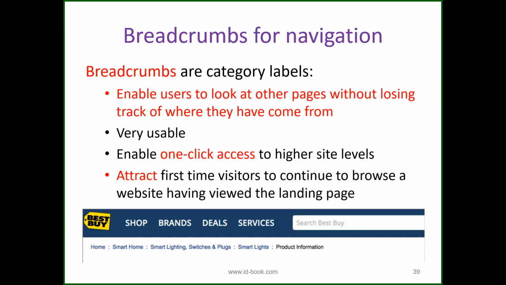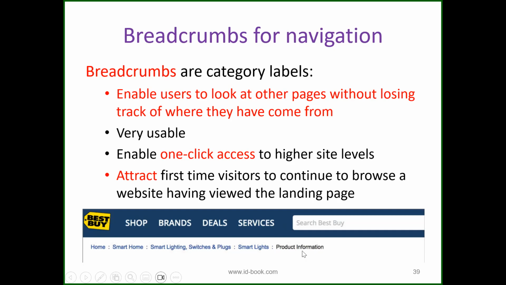Breadcrumbs are a type or a category of labels. For example, if you see here, product information is given inside a folder called smart lines, which is given inside switches and plugs. And then we have smart lining. So if you are in this particular product information page and you click on previous, it will take you to smart lights. And if you click on next, you go back to the product information.